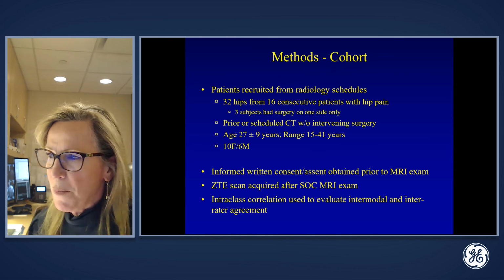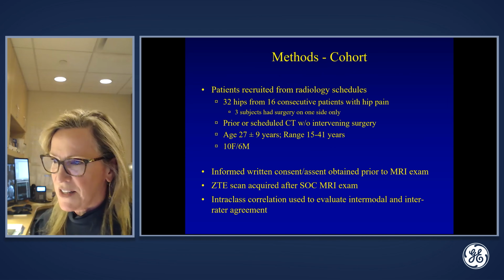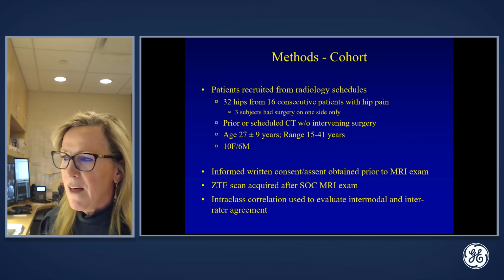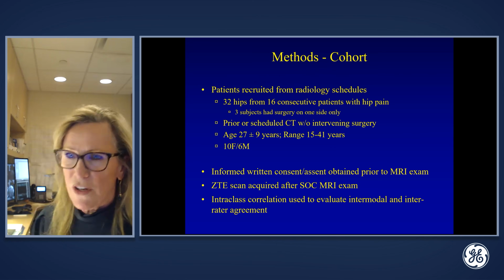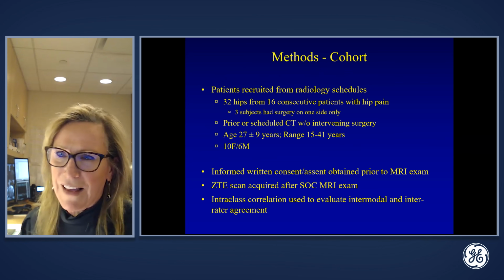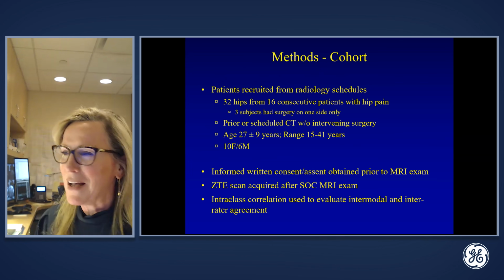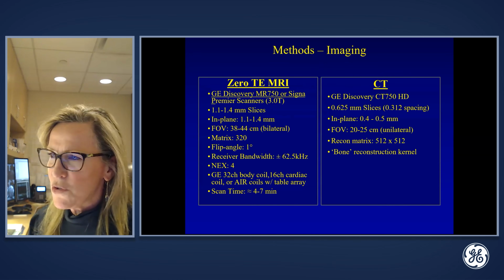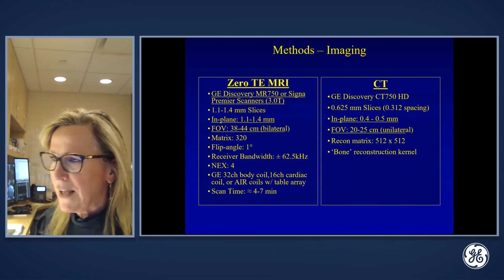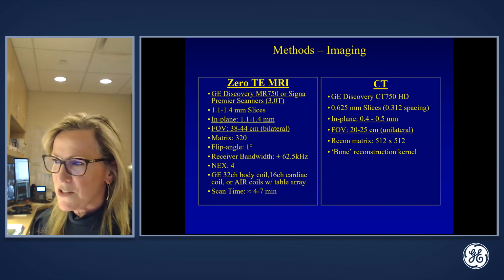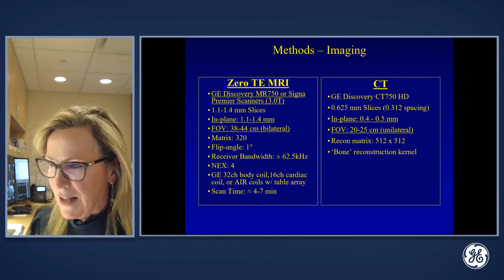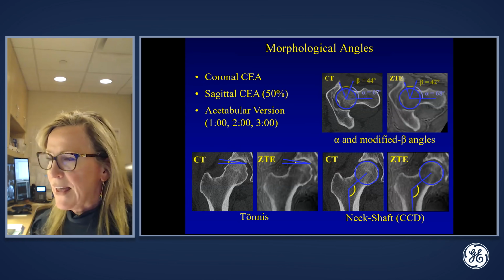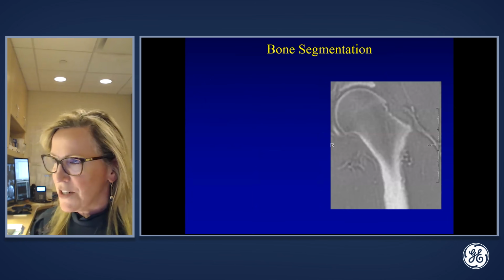So we recruited 32 hips from 16 consecutive patients. They had prior or scheduled concurrent CT. You can see it's a relatively young population because that's what we're dealing with. Again, we want to be very careful that we're trying to minimize the degree of ionizing radiation, as Dr. Chang indicated. So these are just showing our protocol. Again, the in-plane resolution and the through-plane resolution is going to be different based on the modalities. We measure all these appropriate angles that we talked about before, again comparing CT to the MR.